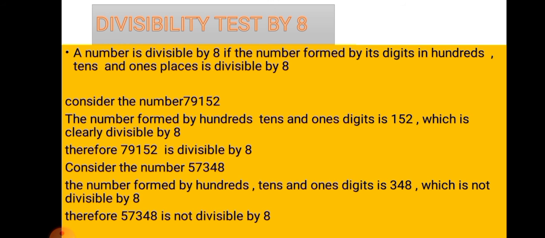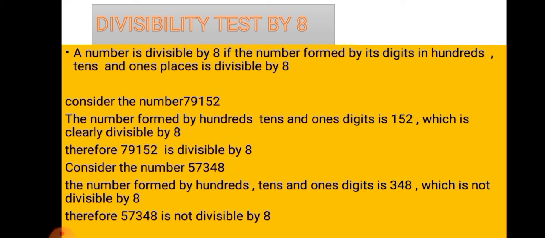Next is divisibility test by 8. A number is divisible by 8 if the number formed by its digits in the hundreds, tens and ones places is divisible by 8. If the last 3 digits are divisible by 8, then the given number is divisible by 8. See the example, 79,152. Here the last 3 digits are 152. That is clearly divisible by 8. Therefore 79,152 is divisible by 8.